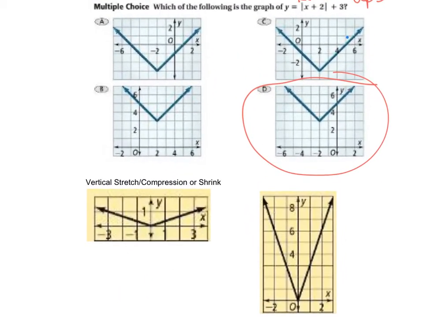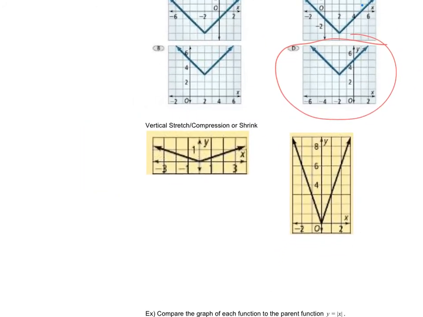Okay, now let's talk about these vertical compressions or shrinks. So you'll see the word factor. So a vertical compression or shrink or stretch, you see it by a factor of. So this one is wide. Notice how it's really wide. So this is going to be a shrink or compression.